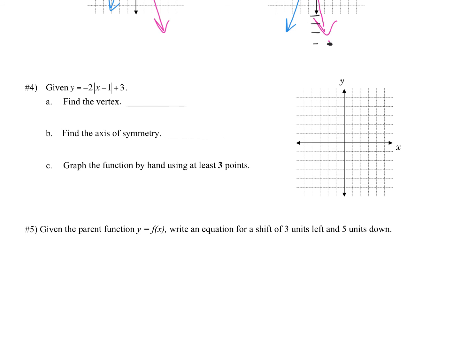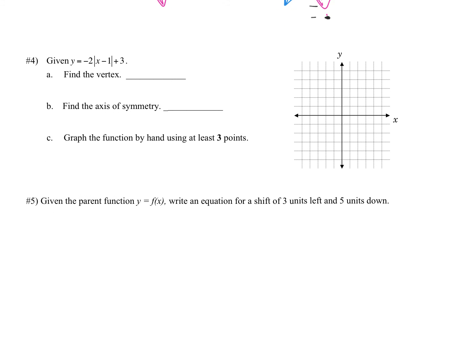Okay, we're almost done. Here we go. Given y equals -2 times the absolute value of x minus 1 plus 3, find your vertex. What would your vertex be here? Be careful. +1 and +3. Good job. Okay, opposite of what it looks like here, the same as what it looks like here. So 1, 3 is your vertex. Go ahead and plot that.